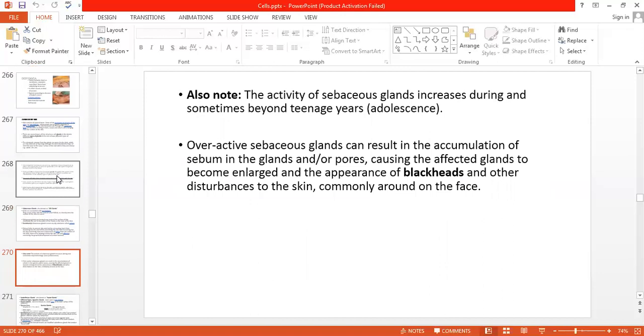Also note the activity of the sebaceous glands increases during and sometimes beyond teenage years, adolescence. Overactive sebaceous glands can result in the accumulation of sebum in the gland and or pores, causing the affected gland to become enlarged and the appearance of blackheads and other disturbances to the skin, commonly arising on the face.